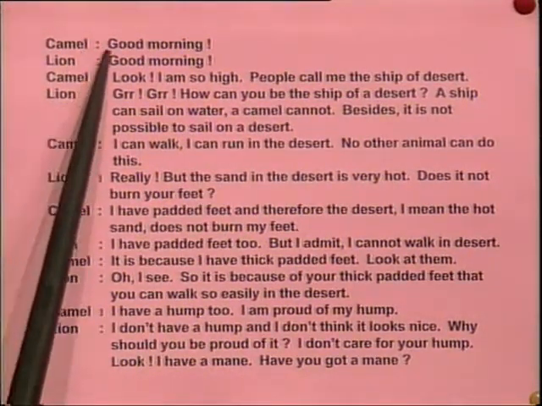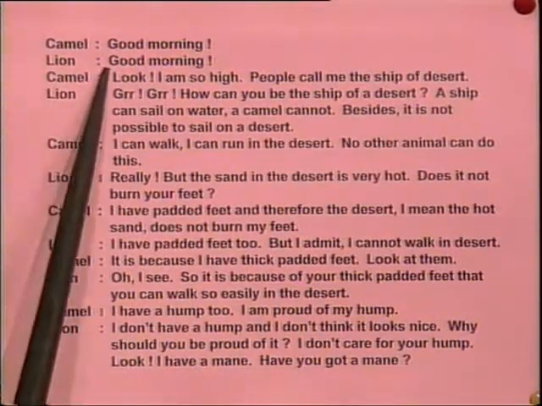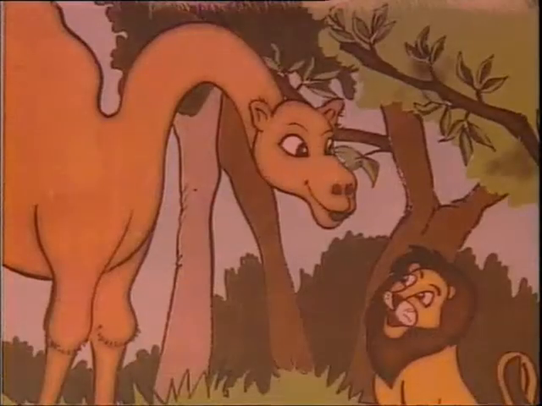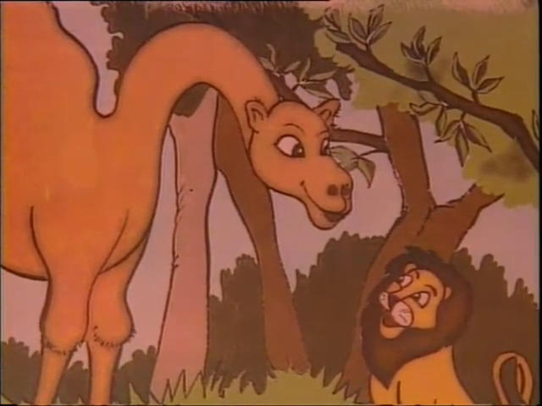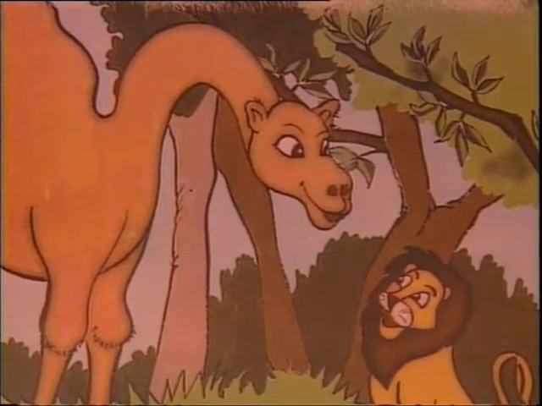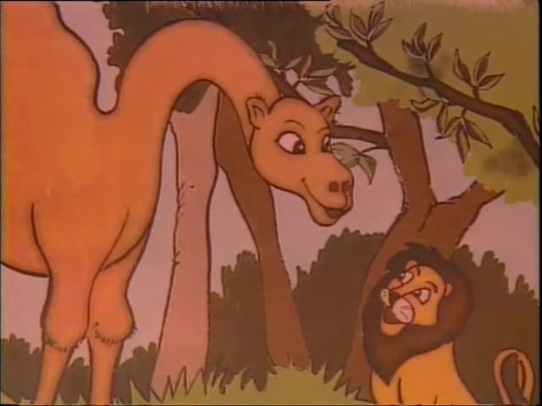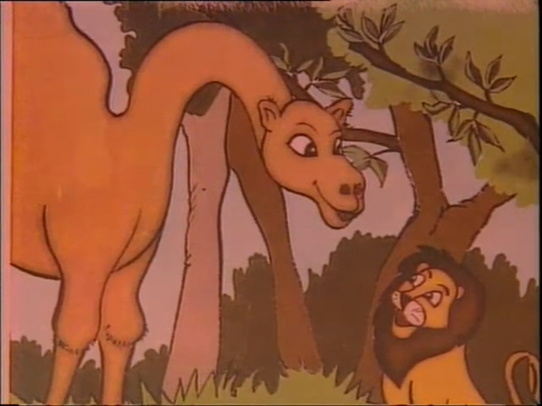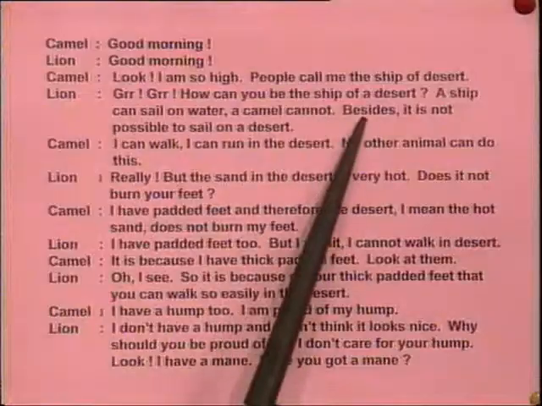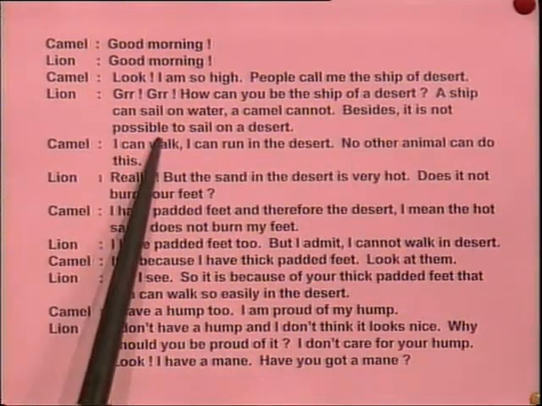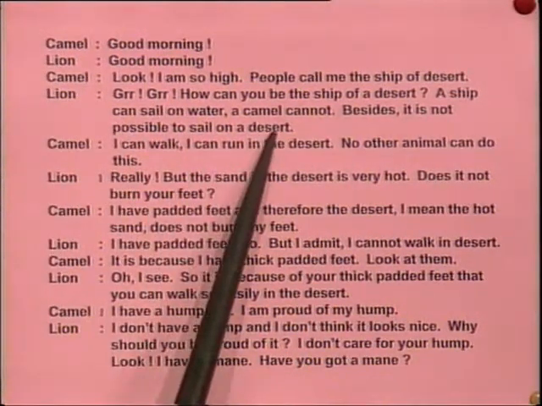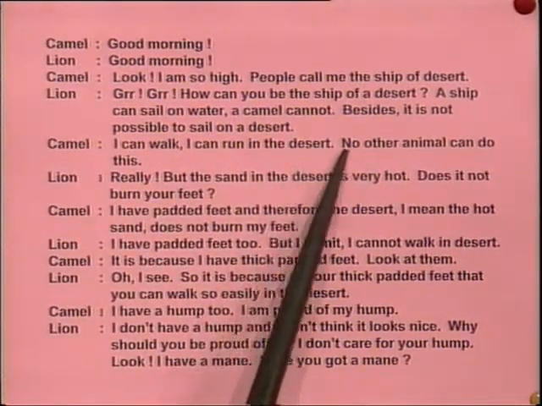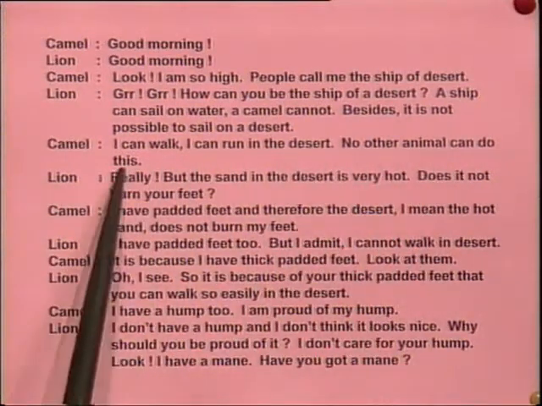Camel. Good morning. Lion. Good morning. Camel. Look, I am so high. People call me the ship of desert. Lion. Grr, grr. How can you be the ship of a desert? A ship can sail on water. A camel cannot. Besides, it is not possible to sail on a desert. Camel. I can walk. I can run in the desert. No other animal can do this.